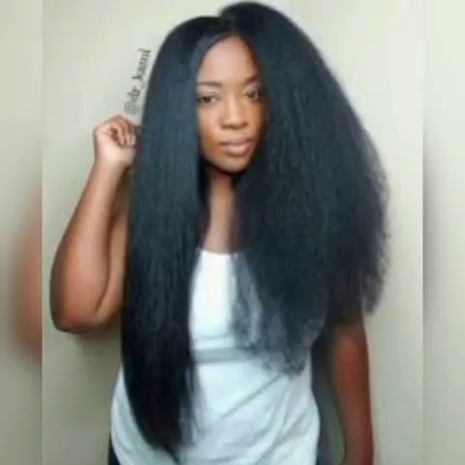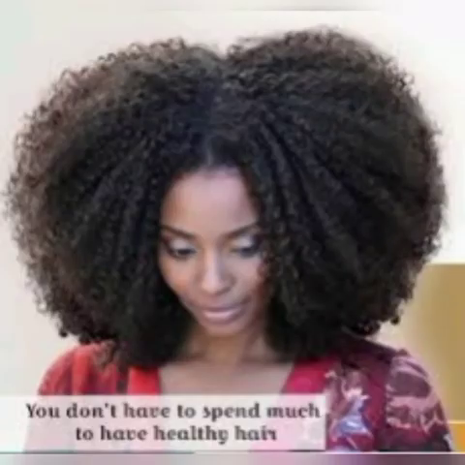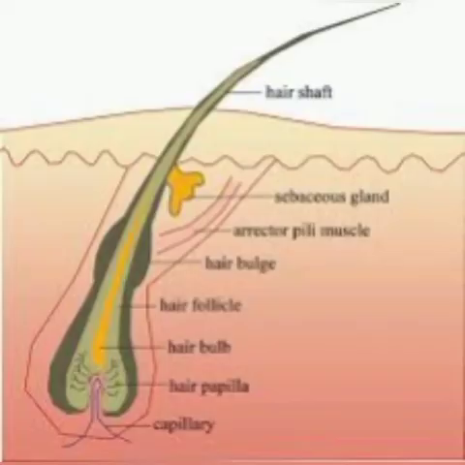Okay, the only living part of the hair is found in the follicle, while the visible hair, the one we can see, is known as the hair shaft.